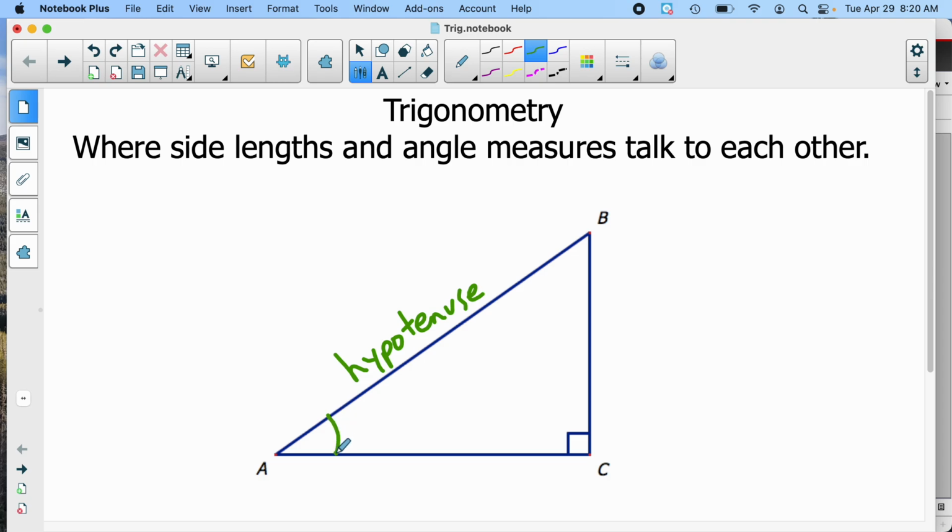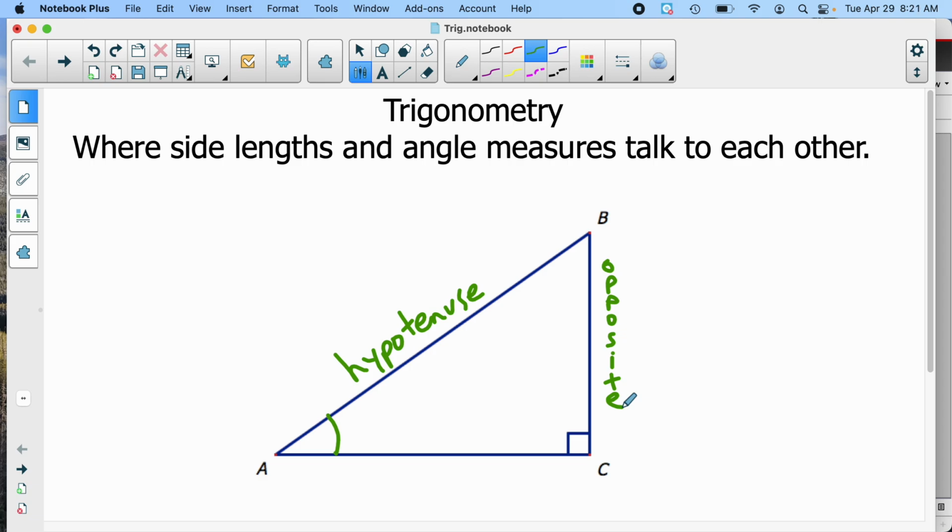In trigonometry, there's always a reference angle. There's always an angle that we either know its measure or we're looking to find. In this case, we're going to call it angle A. So based on angle A, we're going to say that side BC is the opposite side. And you know that word opposite because the hypotenuse is opposite angle C. So side BC is the opposite side to angle A.